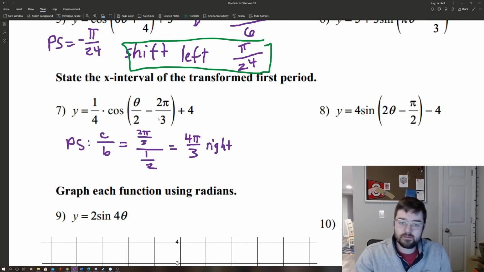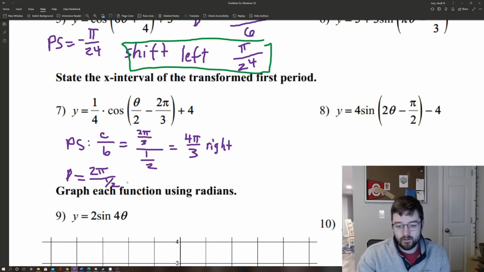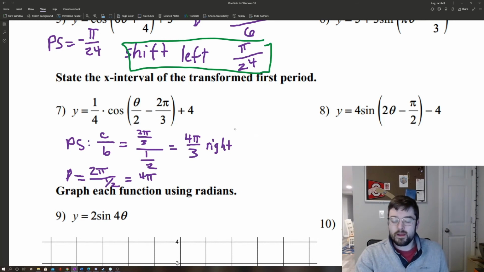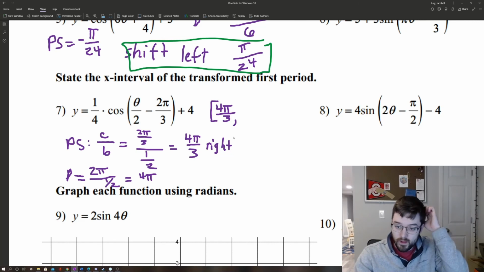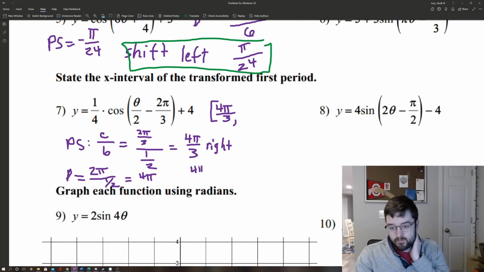So that covers my phase shift, and now we need to know how long is the period. So the period is 2 pi divided by my b value, which is 1/2, and that equals 2 times 2 over 1, which is 4 pi. So now I can figure out my start. I should use brackets because this is where my first period exists. So it exists from 4 pi over 3 to wherever it ends. So it would exist from 4 pi over 3 plus 4 pi. This would be the end.